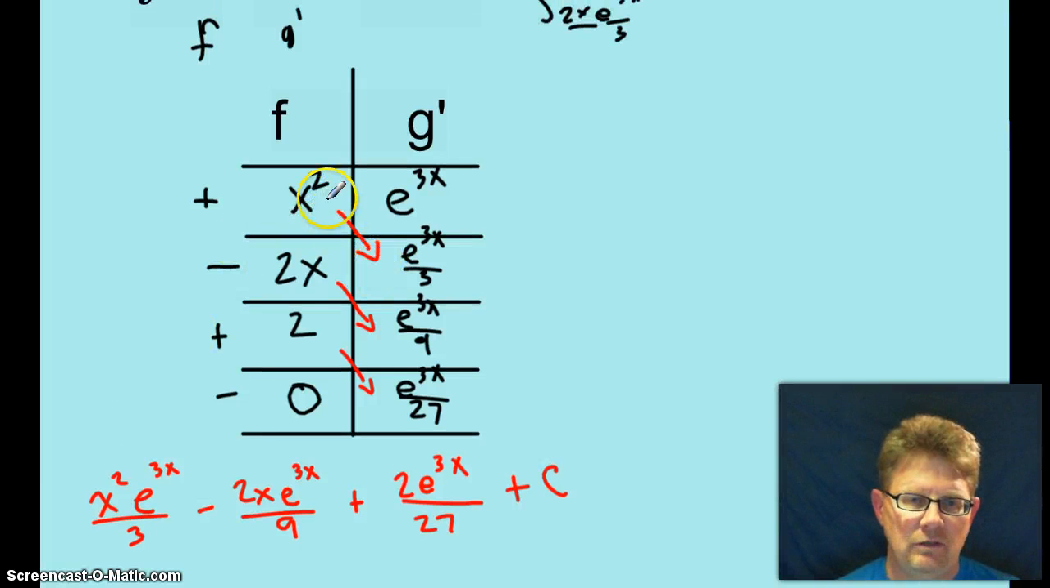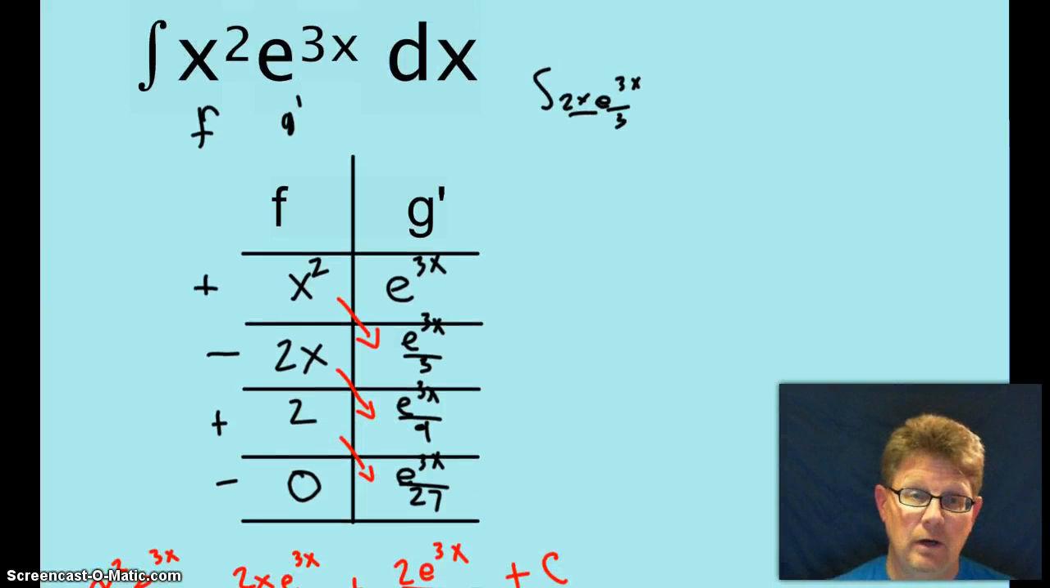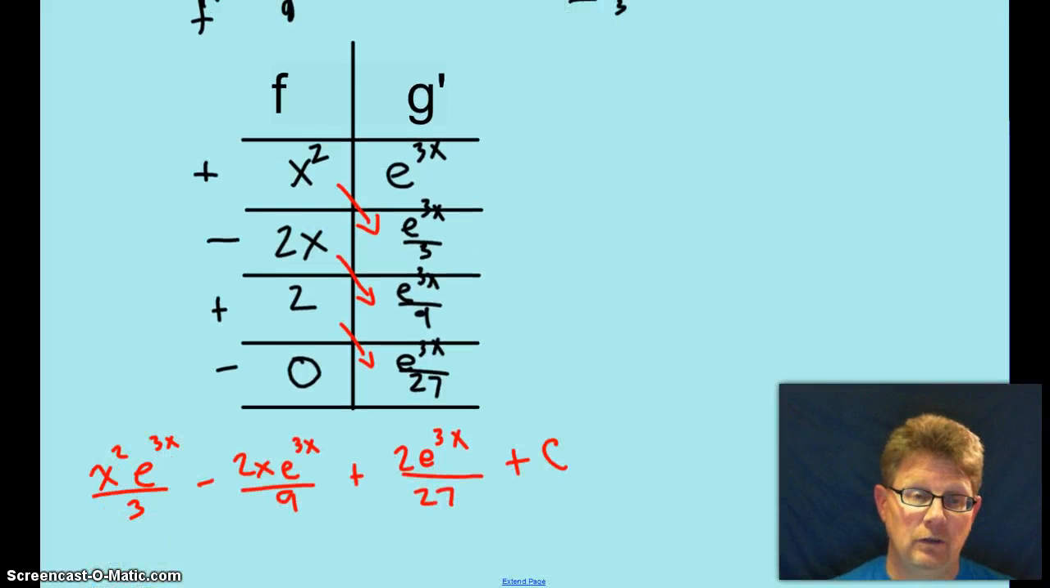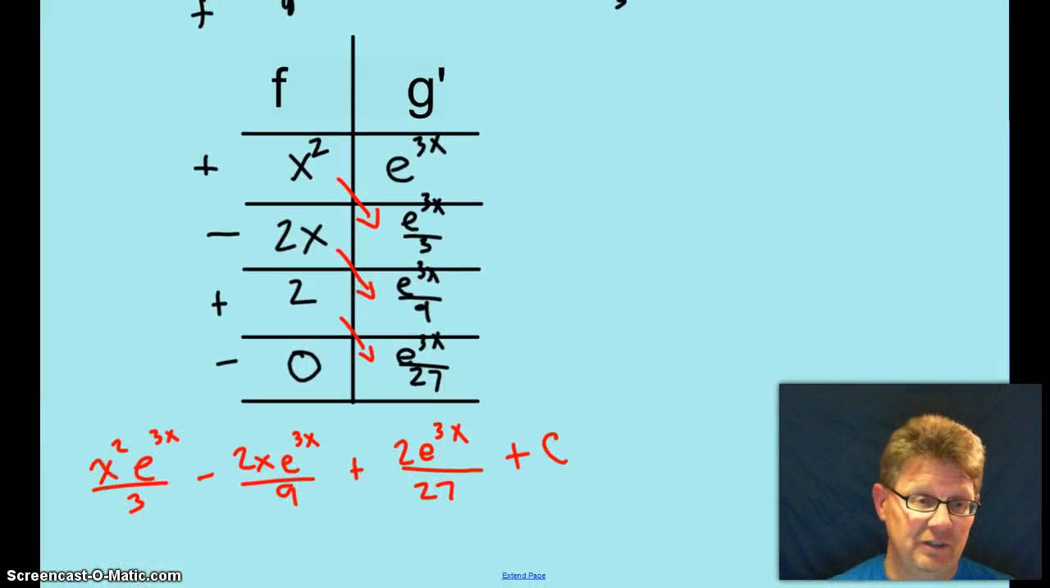What am I doing with these lines? I'm multiplying these together. That's where I got these from. Multiplying these together, the diagonals. And that's doing integration by parts in a shortcut method. Let's try another one.